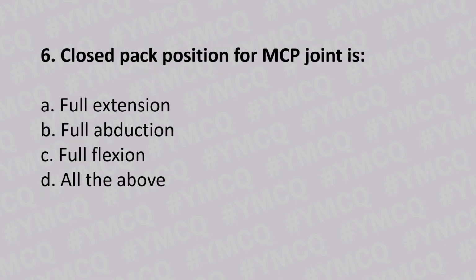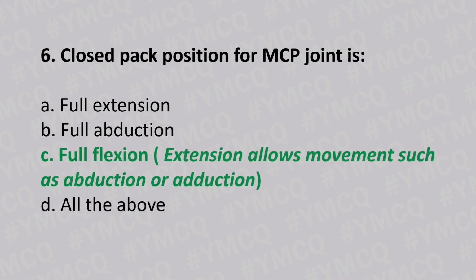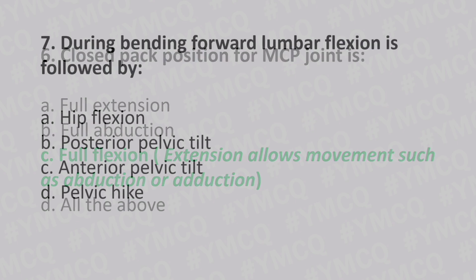Closed pack position of the MCP joint, metacarpophalangeal joint, is option A full extension, option B full abduction, option C full flexion, option D all of the above, and the answer is option C full flexion. Extension allows movement such as abduction or adduction. Moving to our seventh question.